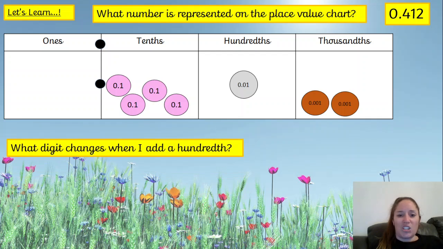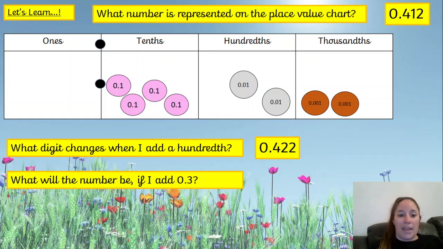What digit changes when I add a hundredth? So I'm going to add 1 hundredth. What digit's going to change? Is it going to be the 4, the 0, the 4, the 1, or the 2? Okay, well we know that this is our ones column, these are our tenths, these are our hundredths, so the 1 is going to change. Okay, we add 1 hundredth and it's going to change to 0.422.